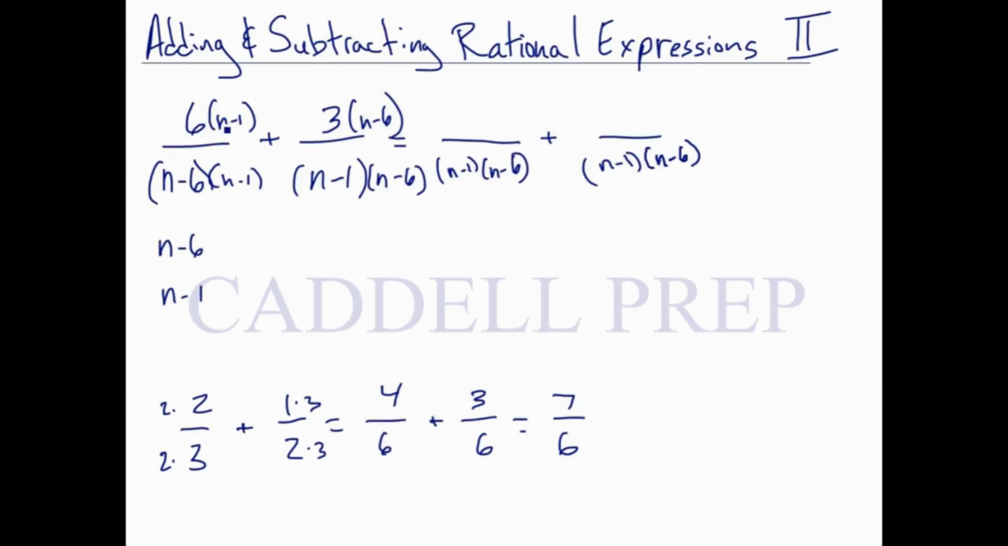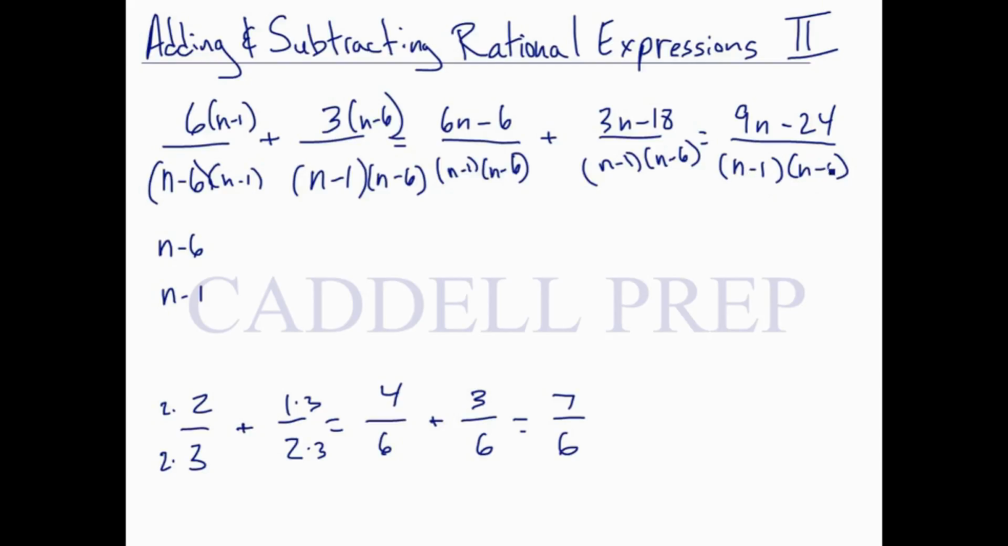Okay, now we do have to multiply the numerators though, so we can add them together. So distribute the 6, get 6n minus 6. And this is going to be 3n minus 18. Okay, now let's add these together. 6n plus 3n is 9n. Negative 6 plus negative 18 is negative 24.